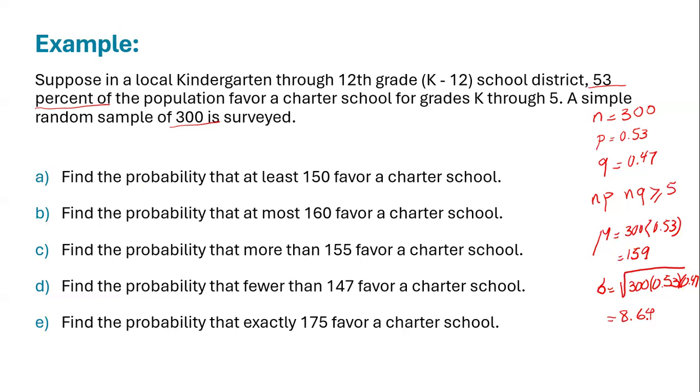After finding the mean and the standard deviation, now we read each part, find the probability, do the continuity correction, and then change it to Z and find the area under the curve. This part is fixed for all of the parts, but the rest of the problem is different based on what the question is.